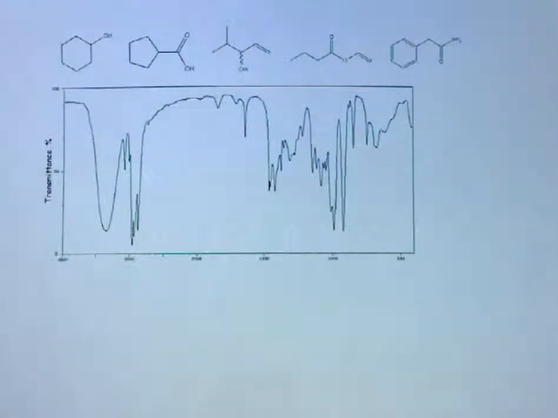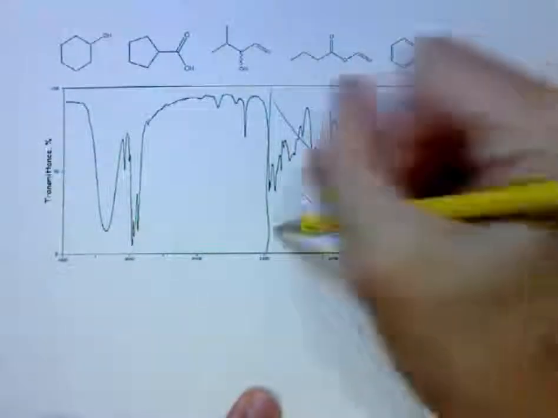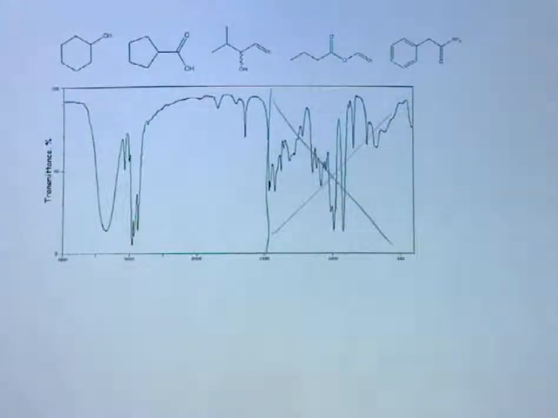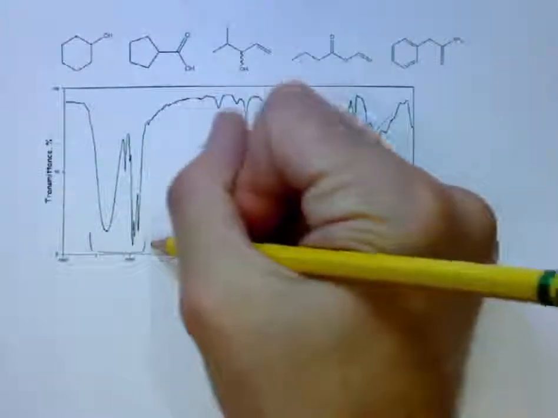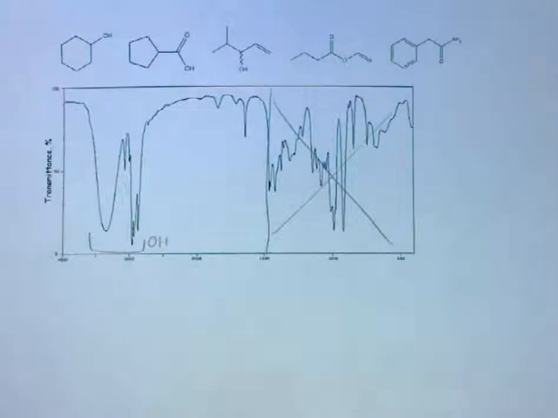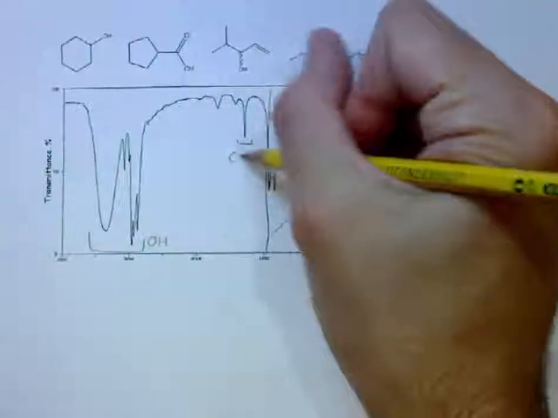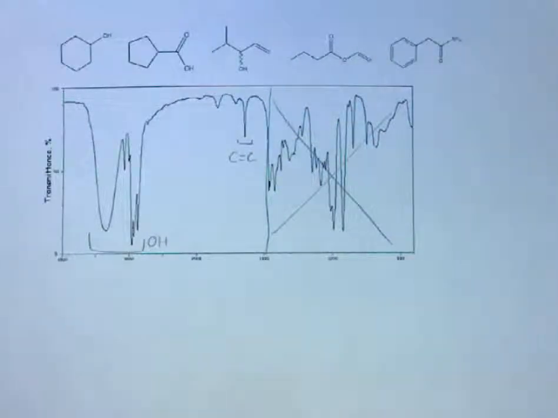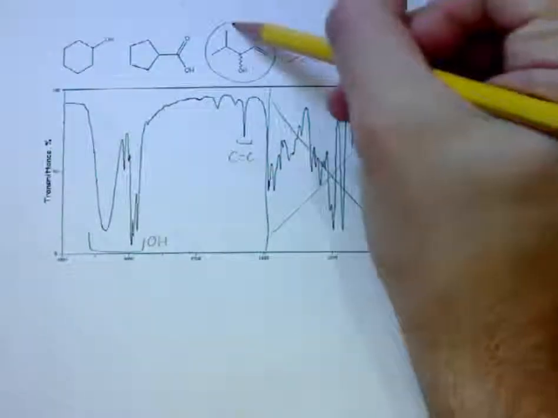For the last one, we are again going to ignore the fingerprint region. And we have a very similar spectrum from the last question. Again, we have an OH peak, and this peak here is going to be the carbon double bond. So the answer is going to be this compound here.